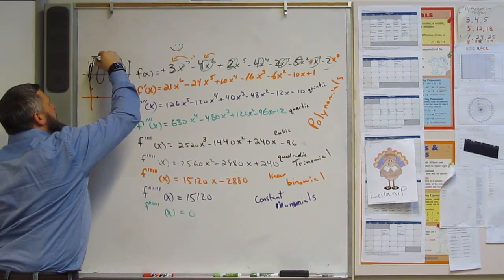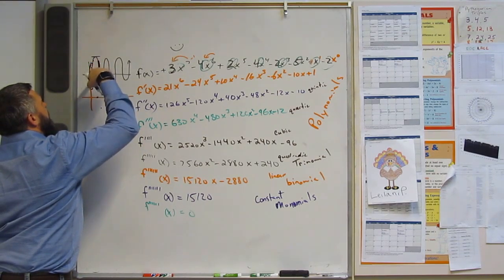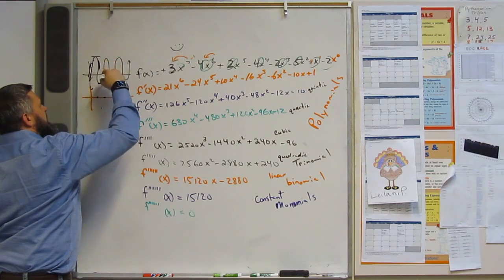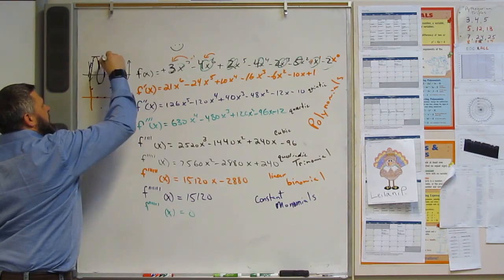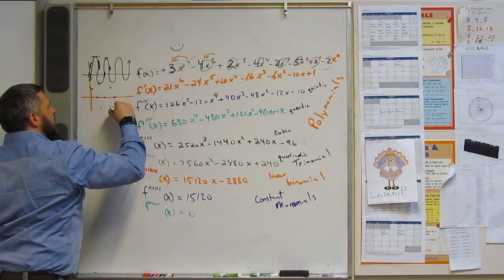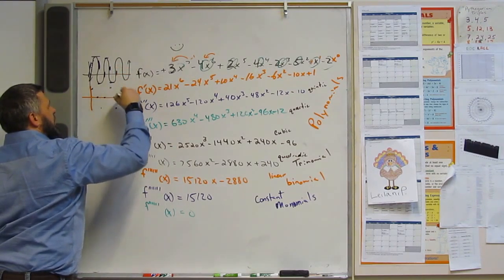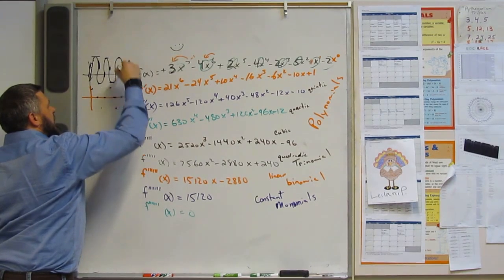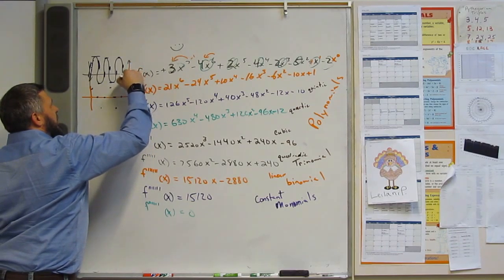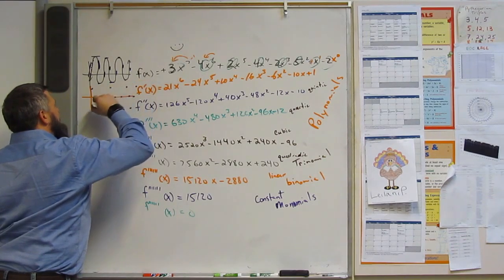And then what's the slope right here? Negative. And right here? 0. And right here? Positive. And right here? 0. Again. And right here? It's just a zigzag. And right here? 0. And right here? Positive. And right here? 0. And right here? Negative. And right here? 0. And right here? Positive.